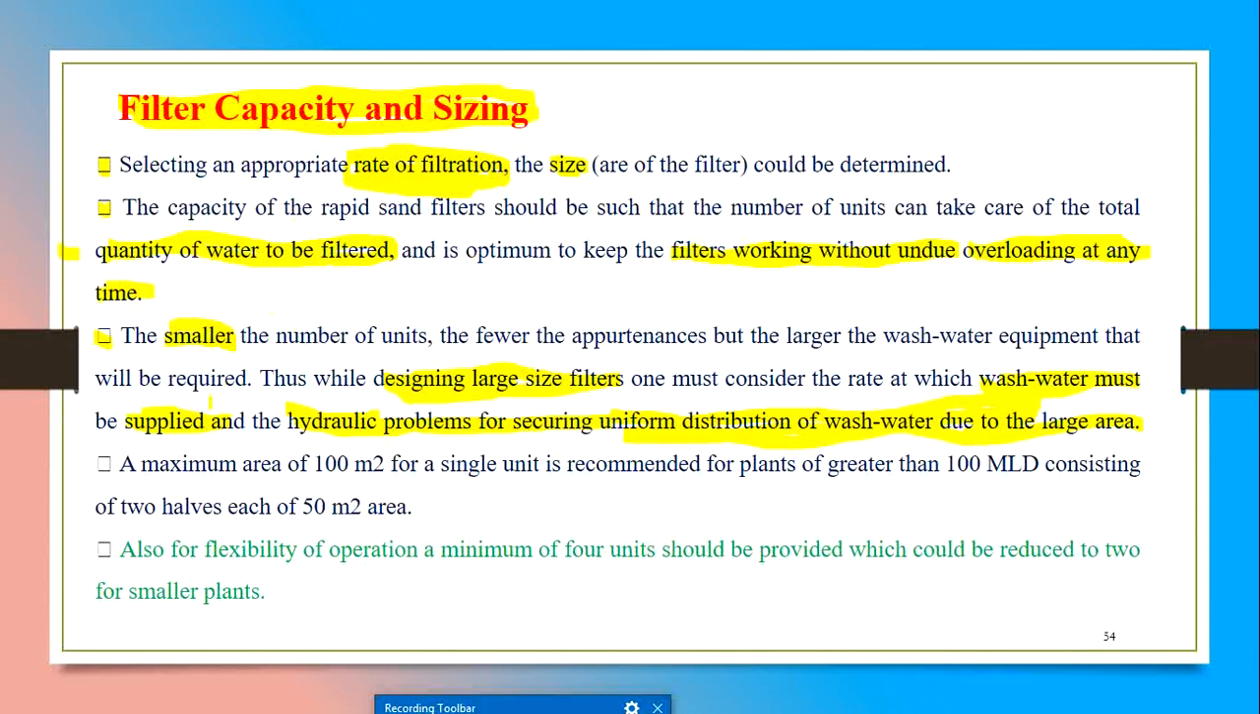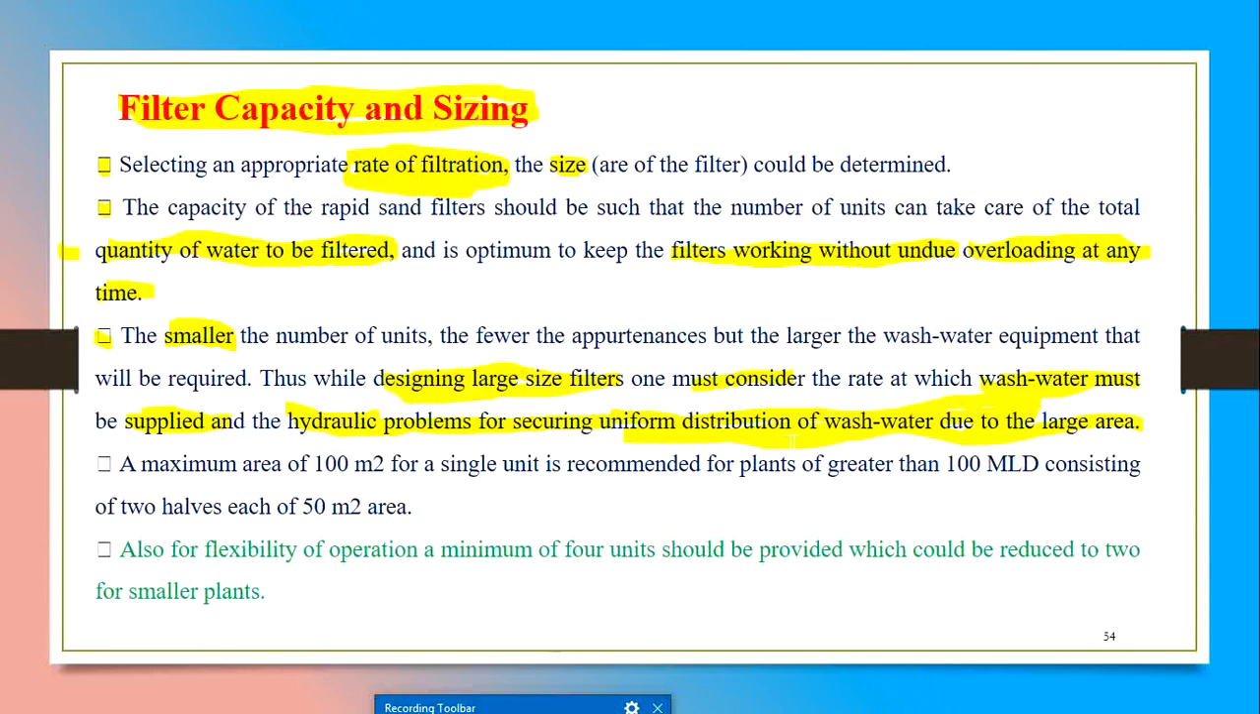Understand this point. The smaller the number of units, the more favorable, but the larger the wash water equipment that will be required. So, while designing a large size of filter, one must consider the rate at which wash water must be supplied, and the hydraulic problems for securing uniform distribution of wash water due to the large area. That is our duty when providing such a large area.